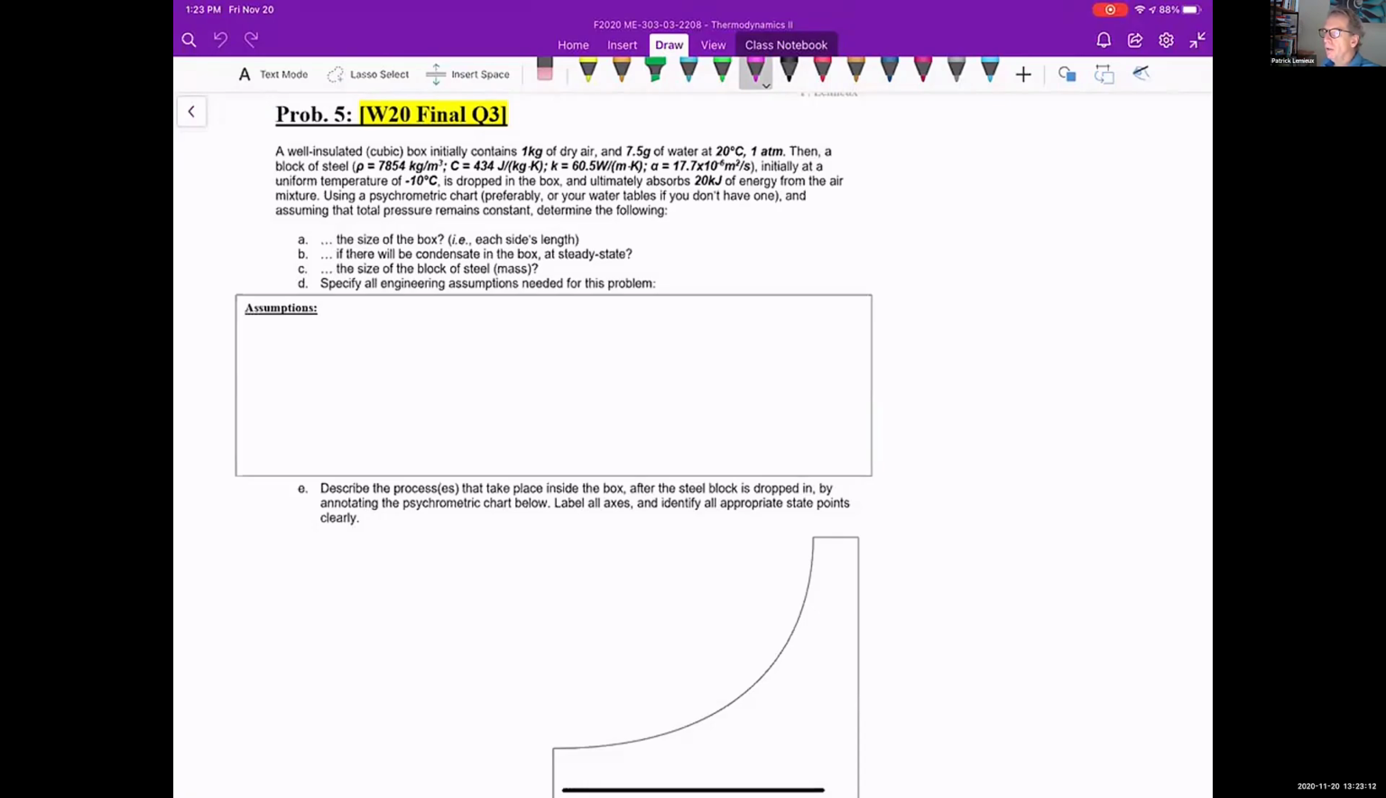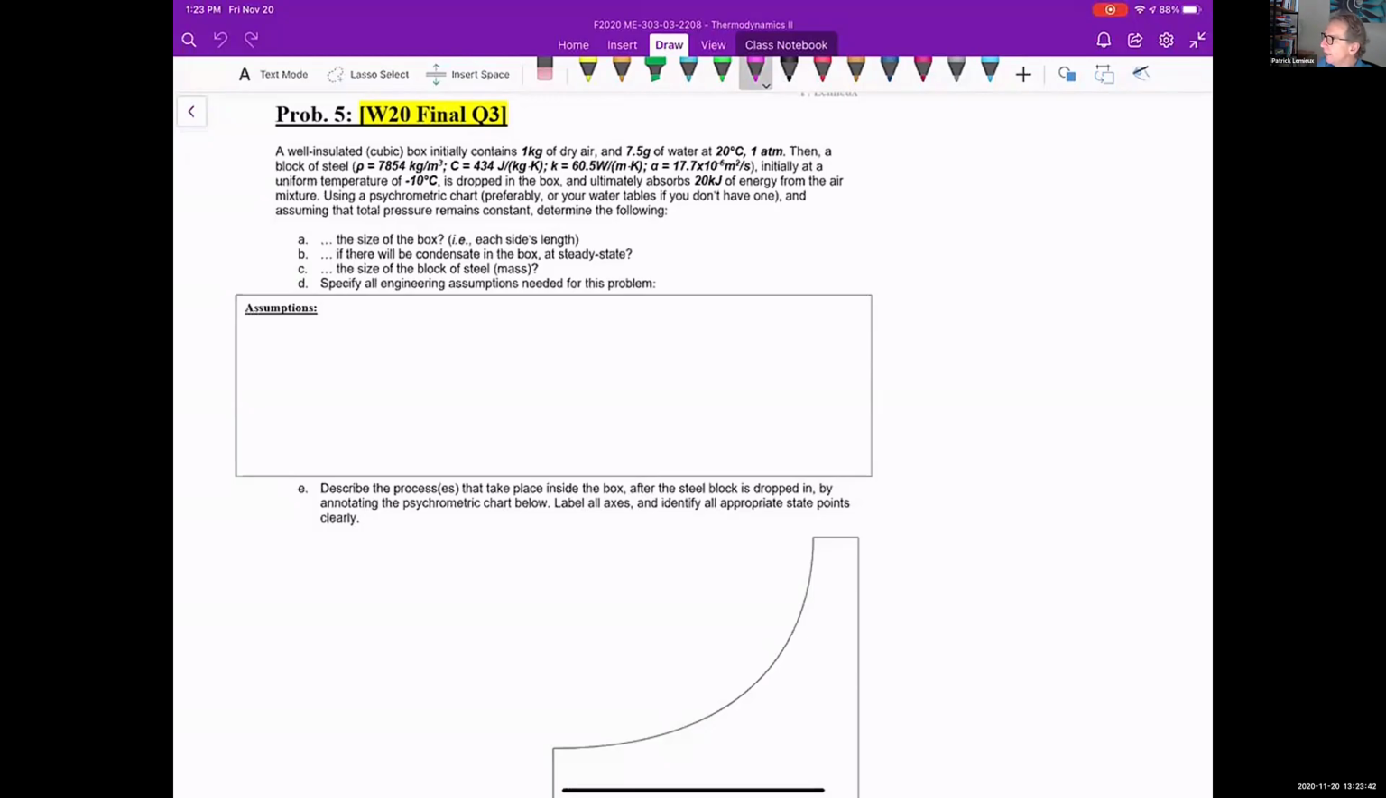So using a psych chart, I'm specifically asking you to use a psych chart to solve this problem, so there's no ambiguity. And assuming, as one of the things you're going to assume, that the total pressure remains constant inside the box, what is the size of the box that we're dealing with, the dimensions of the box, the volume inside which this moist air mixture is at.